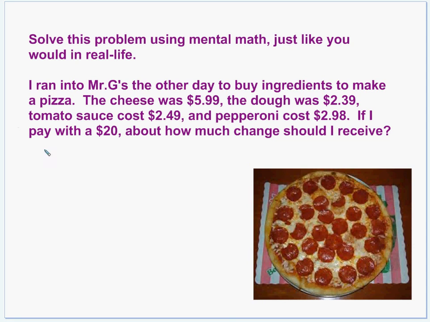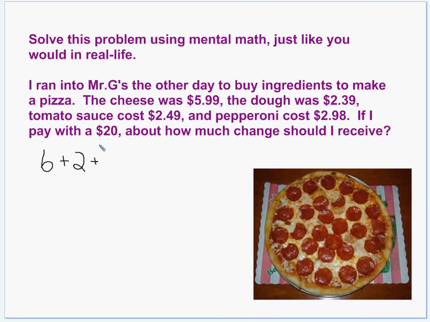Well, I'm going to call that $6. Okay? And I'm going to add to that the dough. It said it was $2.39. Well, I'm going to round that down to $2. Or you can round it up to 3 too. It doesn't matter. If you're making sure you have enough money, you probably want to round it up to 3.